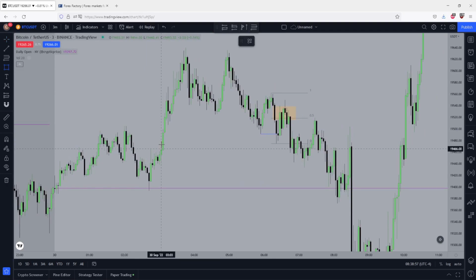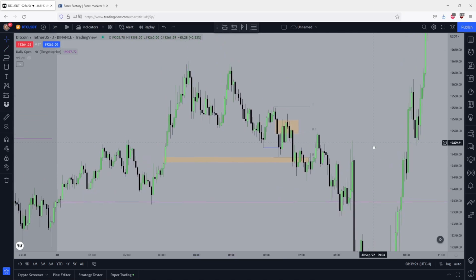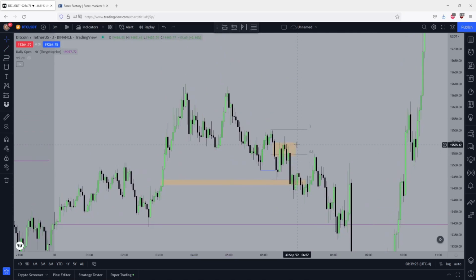So if we look at it, let me draw that out. So that would have been the imbalance which was not filled yet, or which was left over. And also it took out this low right here. This tiny low, I'll just show it to you. It took out that low, and then eventually it dropped even lower with the 8:30 move going really down.